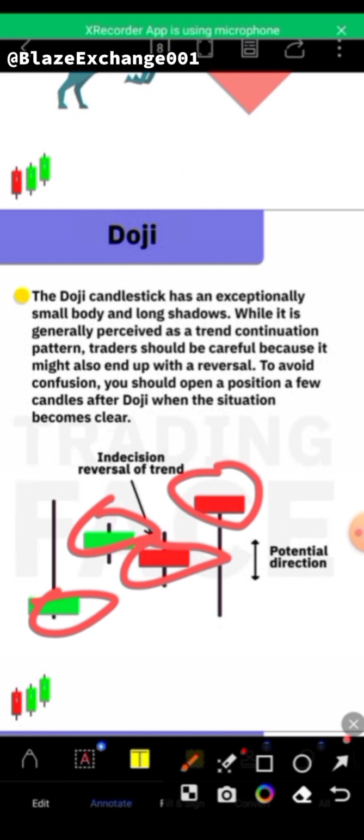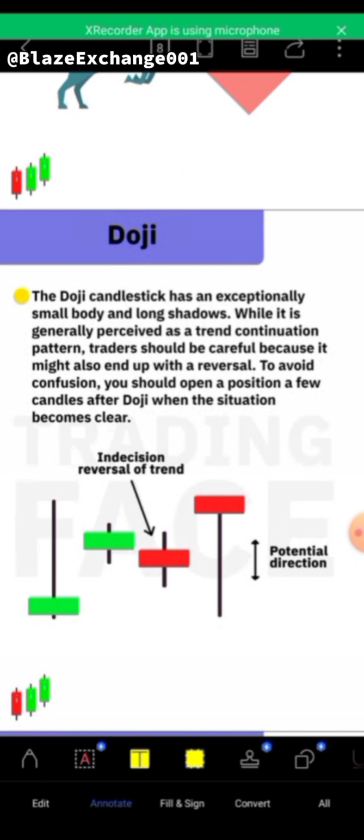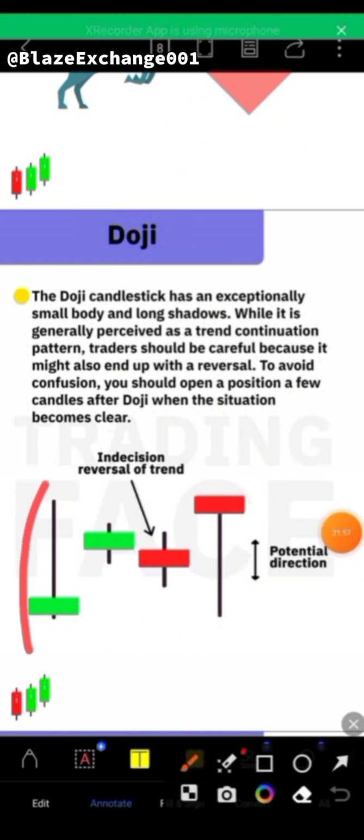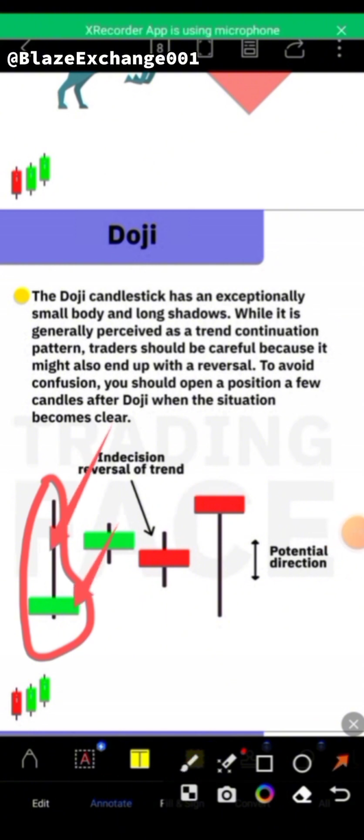Let me explain that. Some of you are confused. They say the Doji candlestick has an exceptional small body and long wick. This is what they are talking about: exceptional small body, which is this, and a long wick. While it is generally perceived as a trend continuation pattern, traders should be careful, because it might also end up with a reversal.